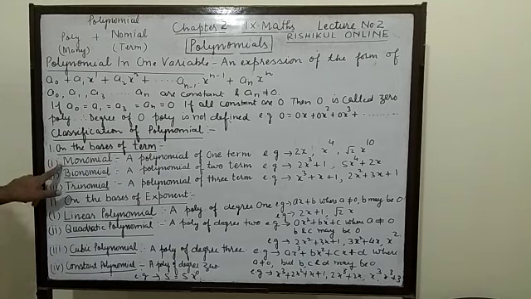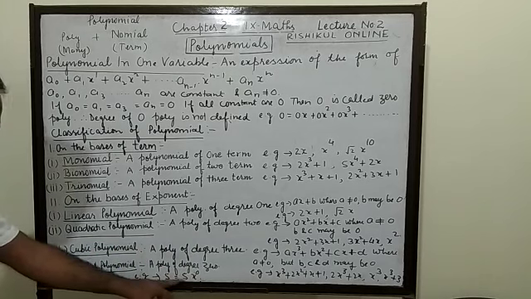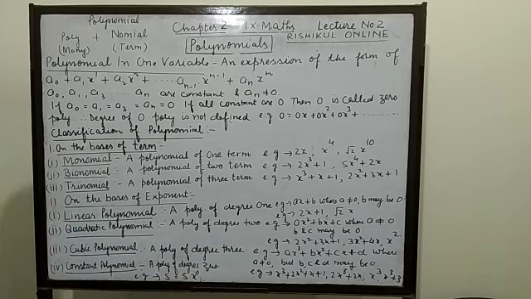So it is clear to you, the classification of polynomials on the basis of terms. If one term, monomial. If a polynomial has two terms, binomial. If a polynomial has three terms, trinomial. Linear, a polynomial of degree 1 is called linear. Quadratic, a polynomial of degree 2 is called a quadratic polynomial. Cubic, a polynomial of degree 3 is called a cubic polynomial. And constant polynomial, a polynomial of degree 0, like this: pi, you can write pi into x to the power 0. It is called a constant polynomial. So it is clear to you. Thank you.